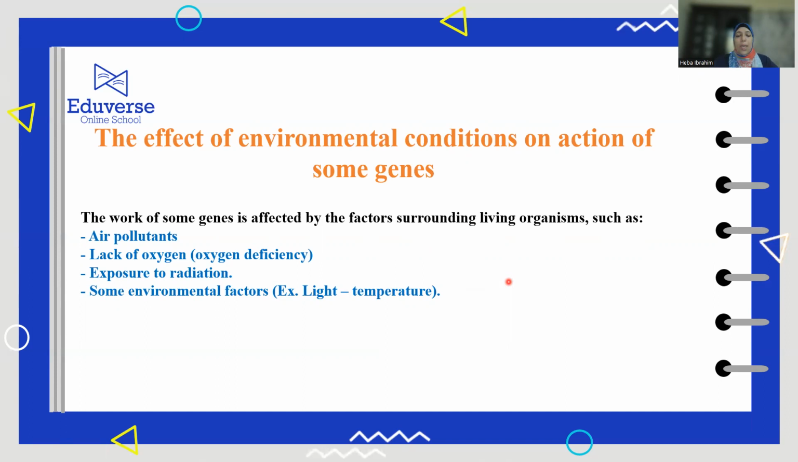While the internal leaves are not exposed to the sunlight, so the gene is not activated, so they are white leaves. If these internal white leaves are exposed to sunlight, their color will change to green, because the sunlight will activate the gene responsible for the appearance of chlorophyll. So we need to know that some genes are affected by some environmental conditions.